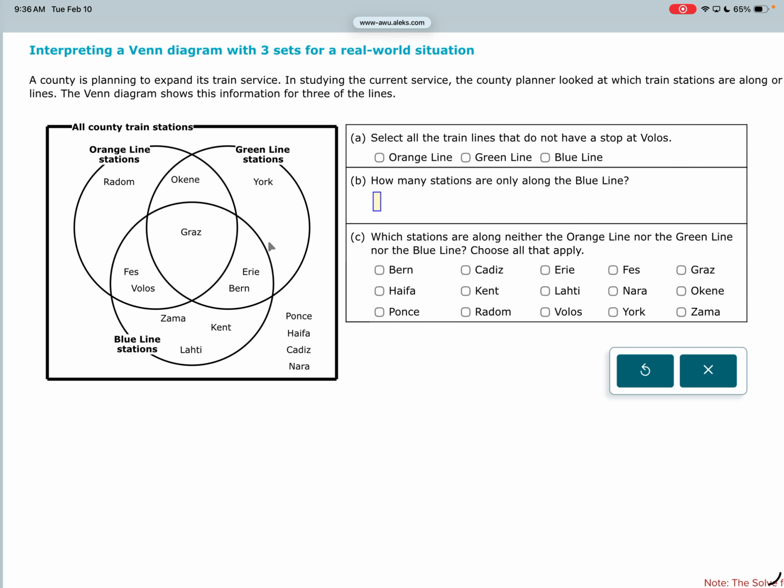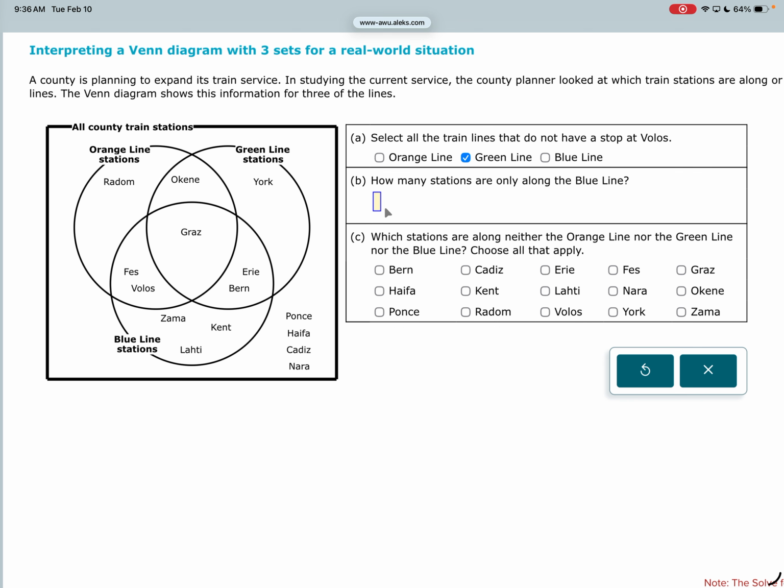So you can look at these and do some of them only like 2, the ones in the middle like all 3, and of course York is only the green line. So select all the trains that do not stop at Volos. Volos would be orange and blue is right here, so it'd only be the green. The green one's the only one that stops there.